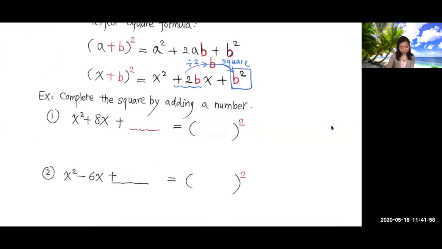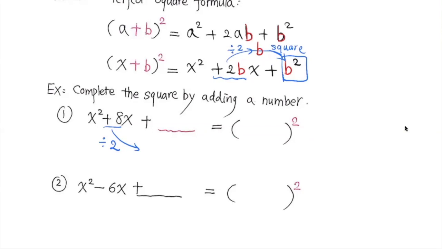Let me explain what I mean. Let's do this first example. It has x squared plus 8x, and they want you to put a number here so it becomes a perfect square. I notice this has the x squared, and the middle term is 8x. I need to figure out what number to put here. I'm going to take this coefficient and take half of it. What's half of 8? 4. Good job.